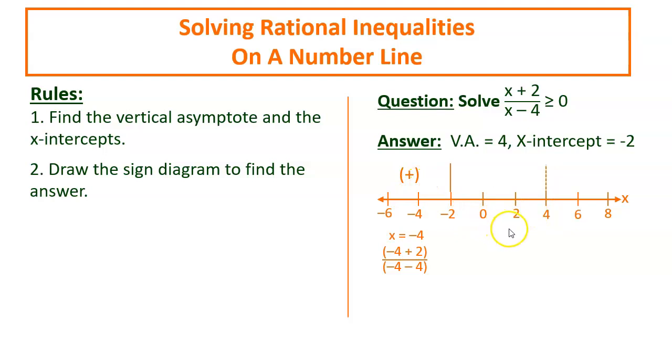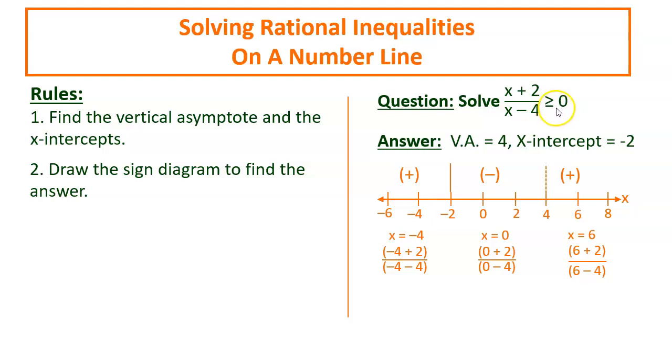Next, from the middle region, I am taking the x value as 0. You can take other values as well. 0 plus 2 over 0 minus 4 is 2 over negative 4, which is negative half, so a negative number. From the right side, I am taking x equals 6. So 6 plus 2 and 6 minus 4, 8 over 2, a positive number. This gives us a positive value, and we need a positive value. And we have this equality sign included as well.